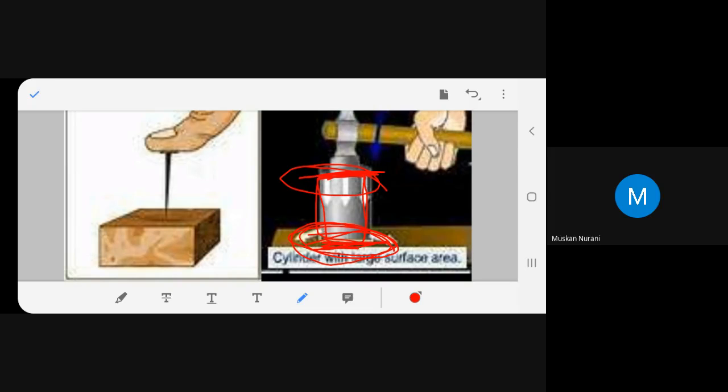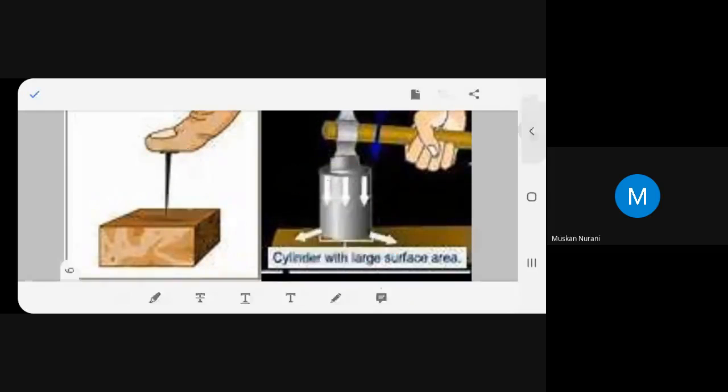So here it is small and here it is large. Can you observe? Then only it will go inside. The surface area which is in contact with the board should be less, and the surface area on top should be more. Understand? Then it will go inside the board, otherwise it will not go.